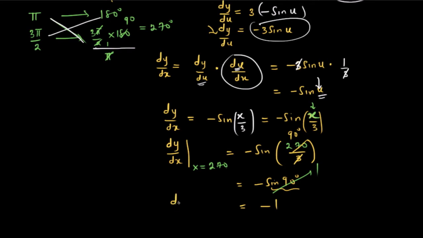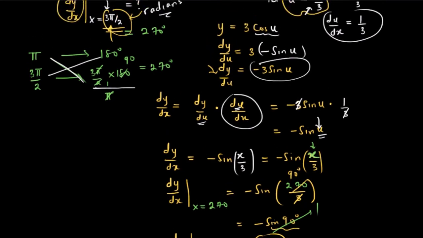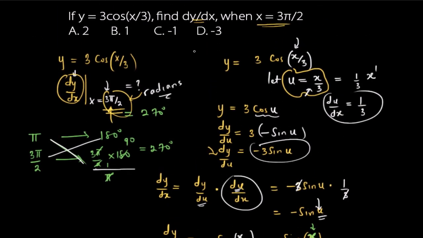So in other words, dy/dx at x equals 270 degrees equals negative 1. That completes the problem. Let's check our solution. Yes, this is the solution here. Our solution equals negative 1.